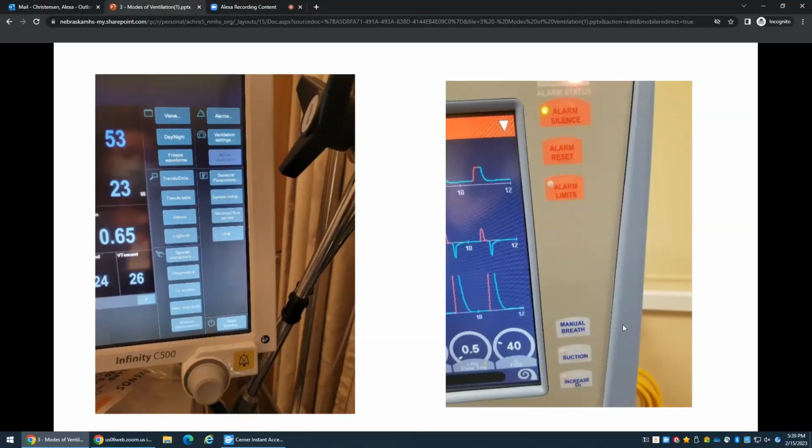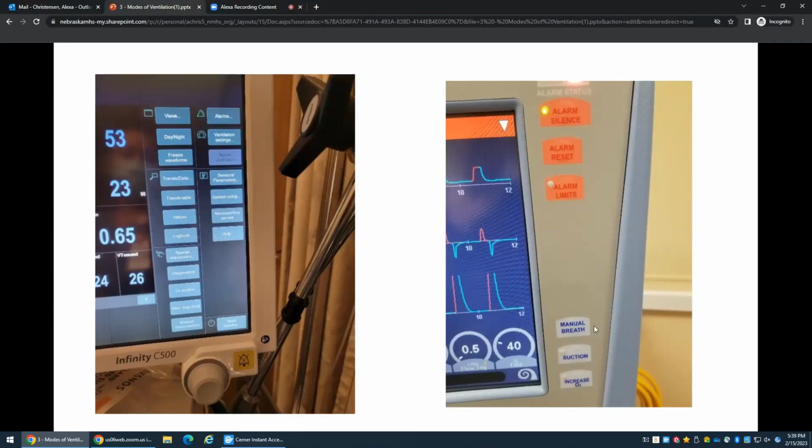If you're having to use the manual breath button all the time, that baby's not getting enough ventilation through the vent. And so we need to be increasing that baby's respiratory rate or increasing the baby's tidal volume or their PIP, because if you're having to use manual breath all the time, we're just simply not giving them enough.